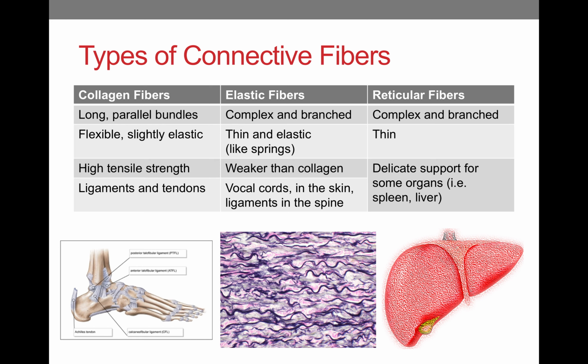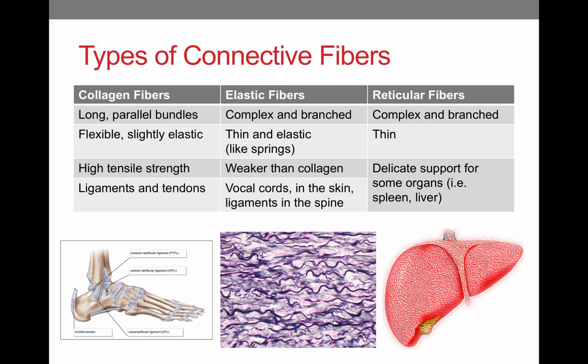So collagen fibers are long and strong. They are in parallel bundles, so they all run in the same direction. They are flexible, they can bend, they have a little bit of elasticity. So elasticity means you can stretch and then return to your original shape. They also have high tensile strength. Tensile strength is the ability to resist being pulled. So it's like when you pull on a rope from one end to another, it becomes taut and resists that pulling. This is really good for ligaments and tendons, things that are pulled on a lot and need to withstand that pulling.